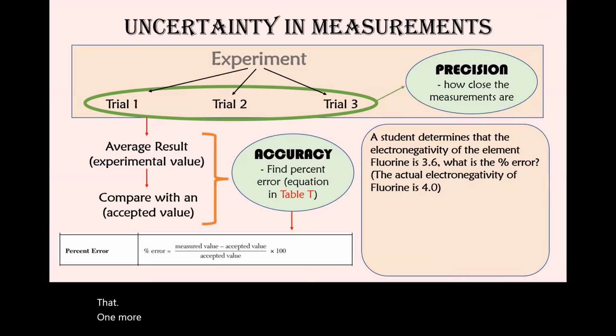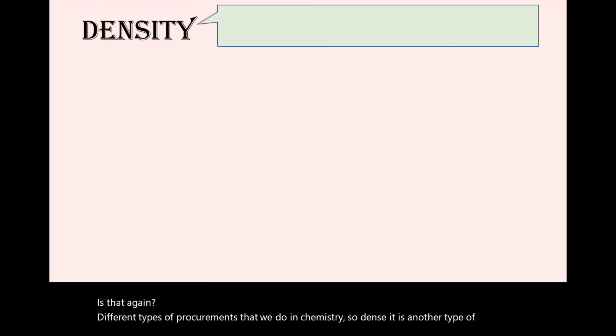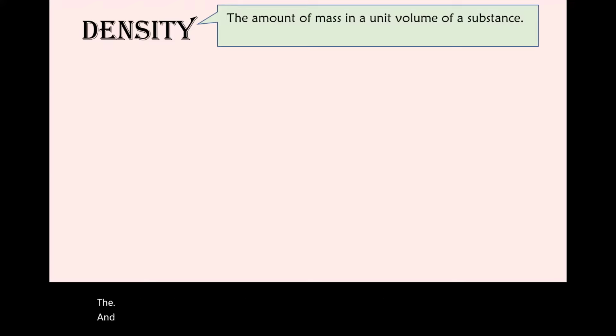One more thing about your measurements is that all of the things that we learn in this unit might seem very different from each other. But these are just different types of measurements that we do in chemistry. So density is another type of measurement in chemistry. Density just measures the amount of mass in a specific volume of a substance. The unit for density is going to be grams per centimeters cubed. This is the unit that we use for solids. And if you are measuring the density of a liquid, that's going to be grams per milliliter.